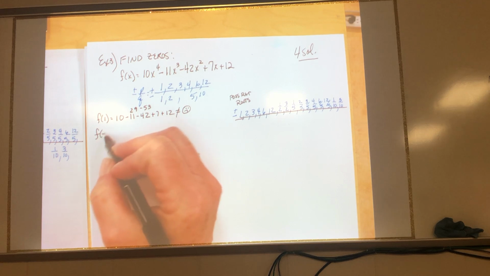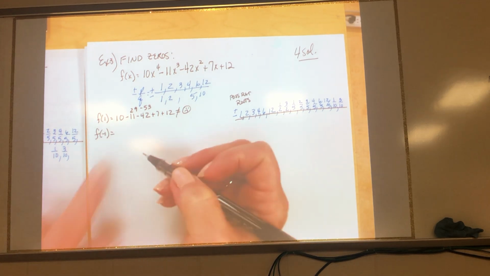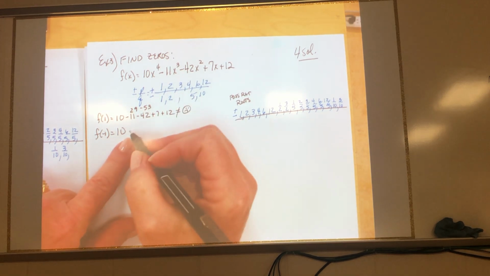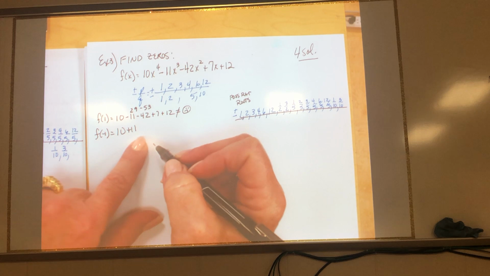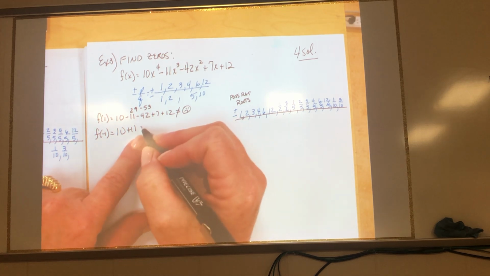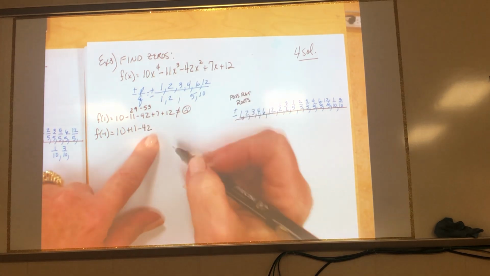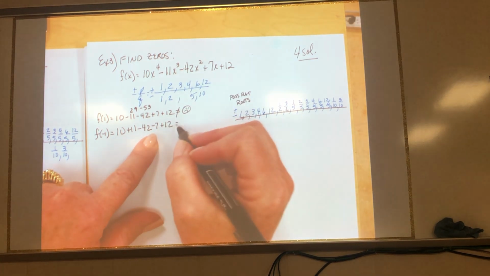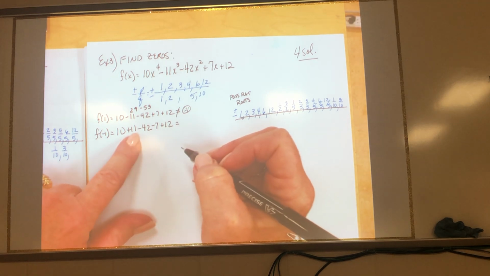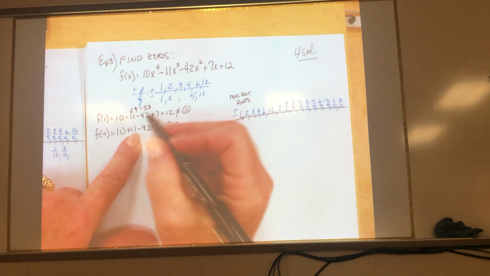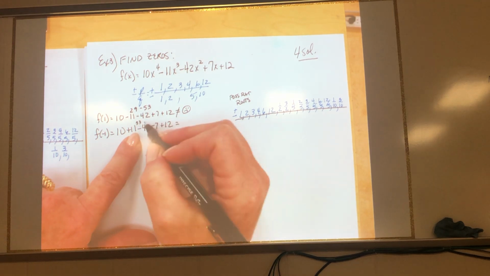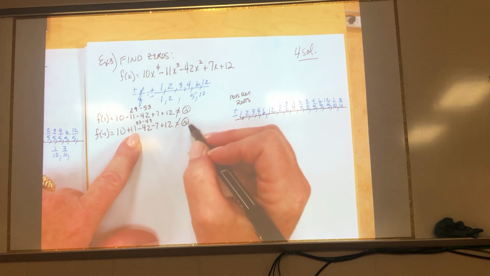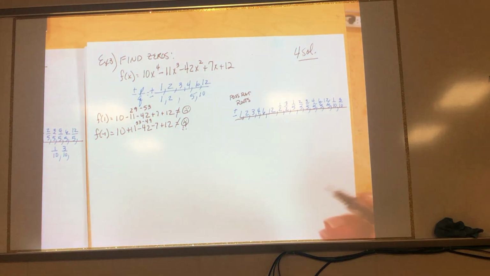So let's try f of negative 1. Does the 10 change signs? No. Does the negative 11 change signs? Yes, so plus 11. Does the negative 42 change signs? No, negative 42. Does the 7? Yeah, negative 7. Does the 12? No. So 10 and 11 is 21. 21 and 12 is 33. But 33 minus 49 is not 0. So it's still not 0. So now I'm crying, right? Now we're guessing.